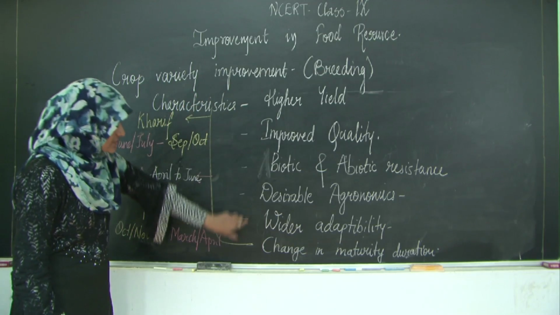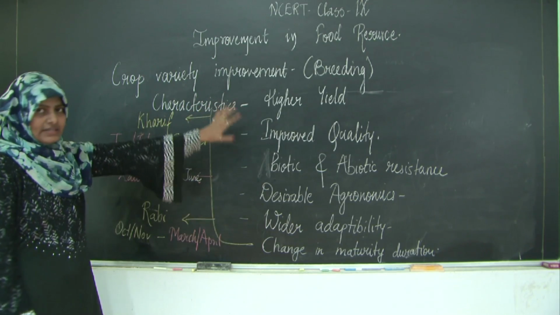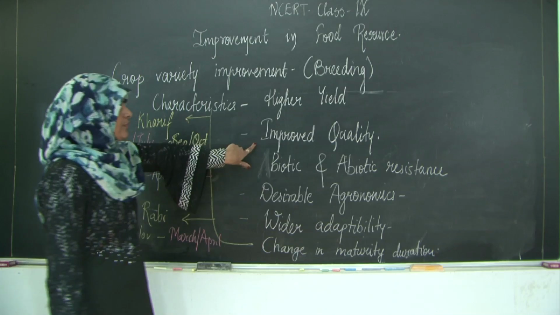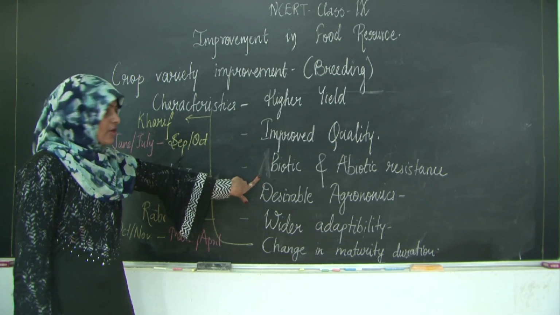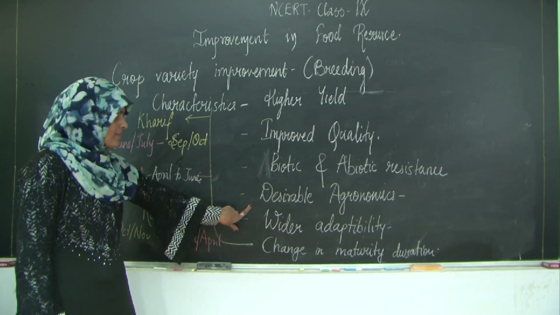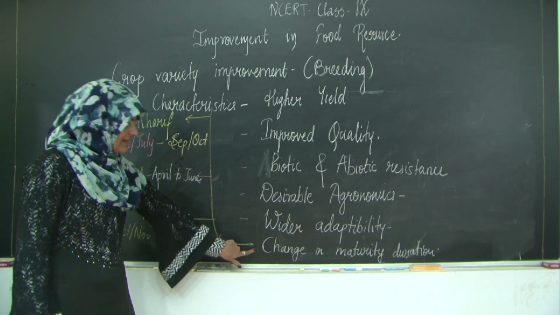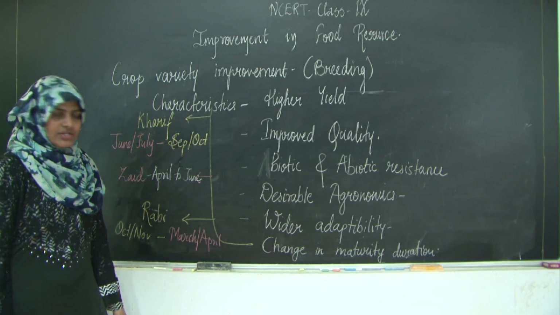Now these are the characteristics for which we can do breeding: higher yield, improved quality, biotic and abiotic resistance, desirable agronomic traits, and wider adaptability. The last one is change in maturity duration.